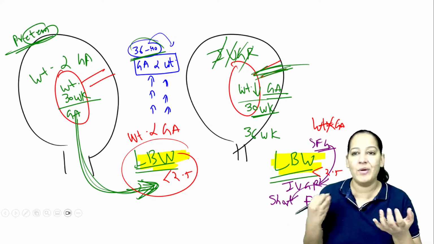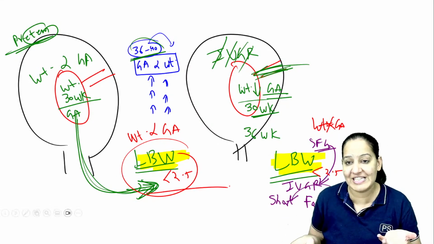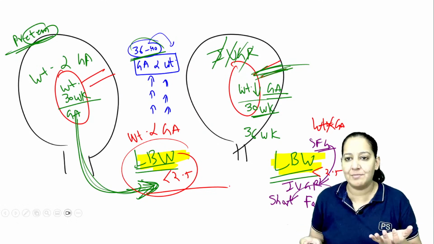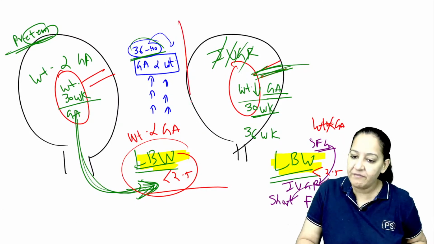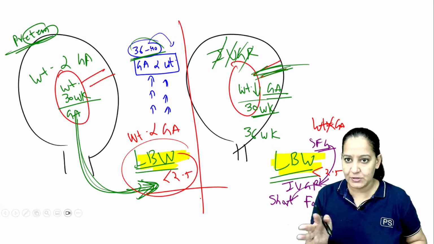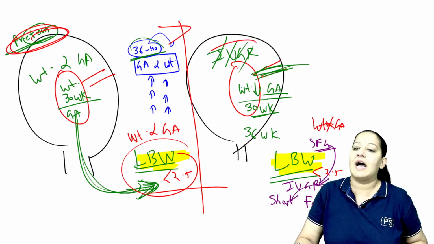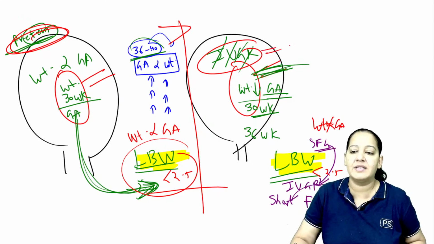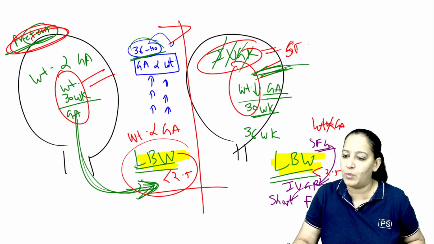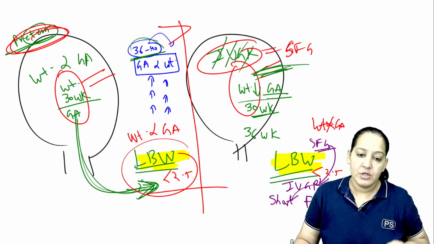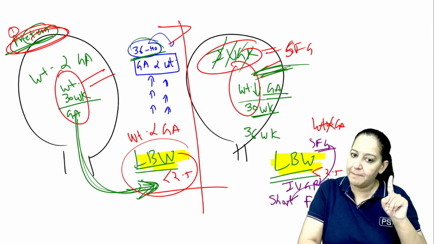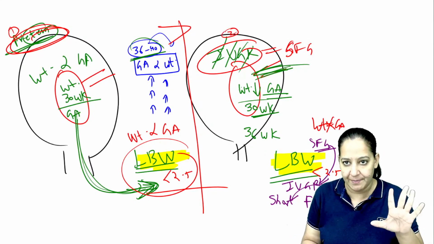So how does it matter? You will say, ma'am, whether it is this or this, the baby is less than 2.5 kg. So it is LBW. How does it matter? Okay, two things. Number one, which is more common? Both are causes of LBW. Which is more common? The more common is preterm. And second most common is IUGR. Either you say IUGR or you say short for gestational age, one and the same thing, SFG. So most common is preterm, second most common is IUGR. That is the first point.